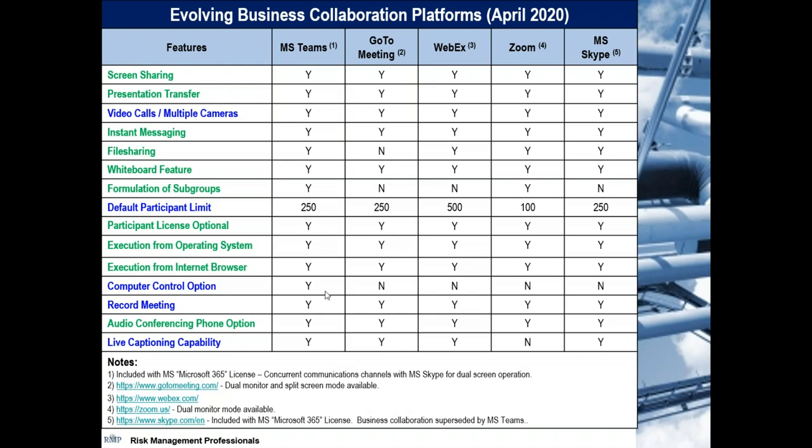Other things like being able to control somebody else's computer, recording meetings, and live captioning are nice features, but they're in blue because they're not as needed for PHAs, at least in our experience. Having those features is nice, but from a pragmatic perspective, you don't really invoke a lot of those when you're doing remote PHAs. The notes at the bottom have a couple of URLs if you need to get access to any of these tools and you don't already.